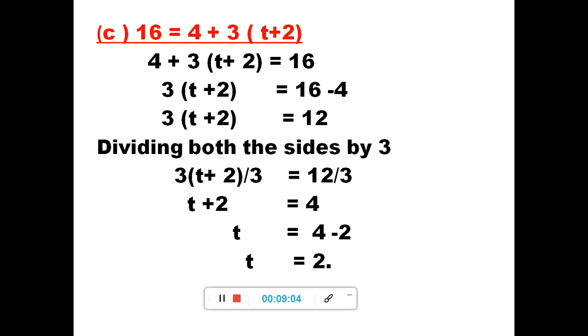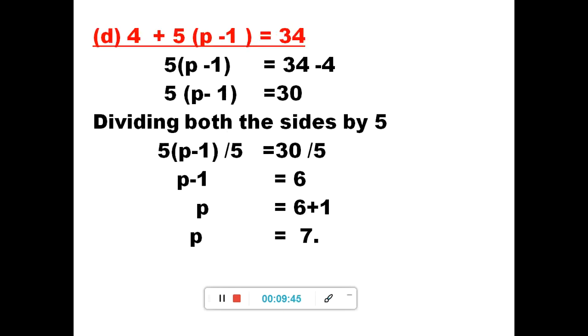Now C, 16 equal to 4 plus 3 multiplied by (t plus 2). So 4 plus 3 multiplied by (t plus 2) equal to 16. Now the 4 we have taken to the right hand side. So 3 multiplied by (t plus 2) equal to 16 minus 4, which is 12. Dividing both the sides by 3. So 3 multiplied by (t plus 2) divided by 3. 3 and 3 get simplified. You are left with t plus 2. On the right hand side 12 by 3 is equal to 4. So t equal to 4 minus 2.